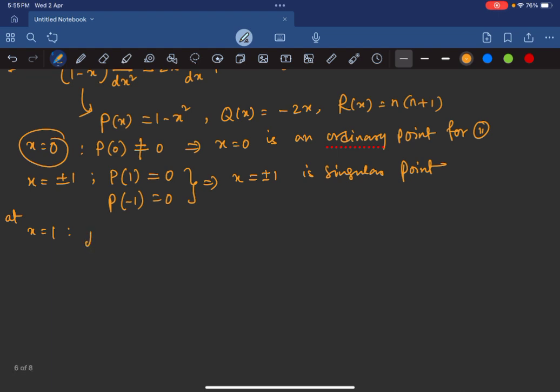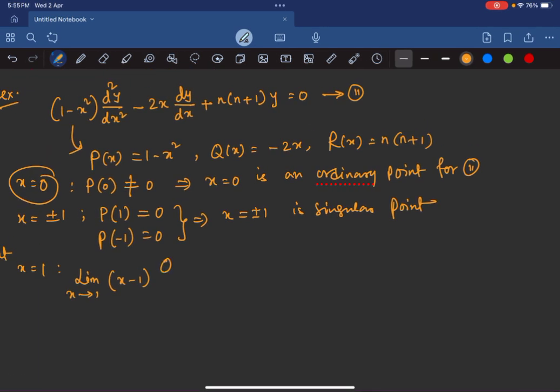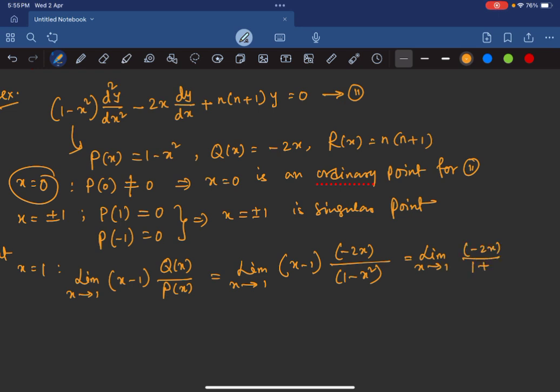So in that case, you need to find the limit as x tends to 1 of (x minus 1) into q(x) by p(x). What is that q(x)? Minus 2x by 1 minus x square. You can easily calculate this limit, and it will be limit as x tends to 1 of minus 2x by 1 plus x. So the value should be minus 1.